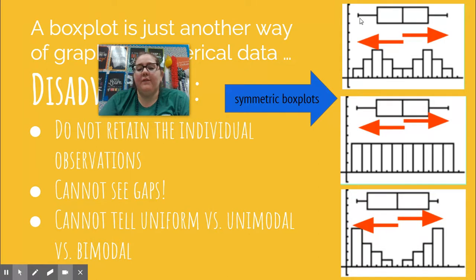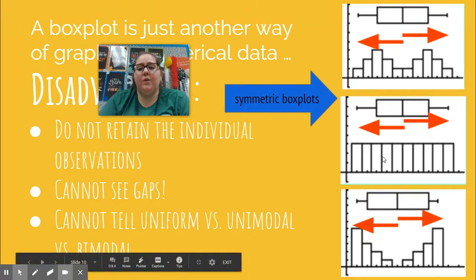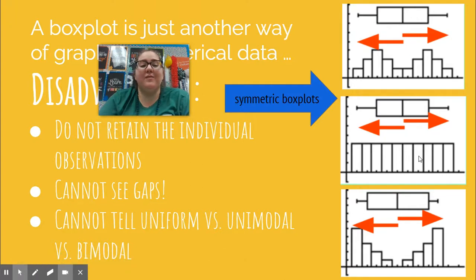So I have on here a couple of symmetric box plots. There are 3 of them. The box plots look symmetric, and then I'm just showing you the histogram for each one below the box plot. You can see those box plots look almost identical, but in terms of modes, they look very different. So we cannot tell anything about modes, but we can tell things about symmetry.